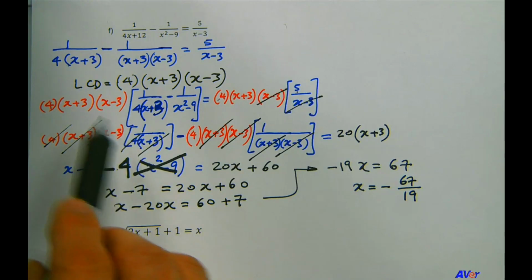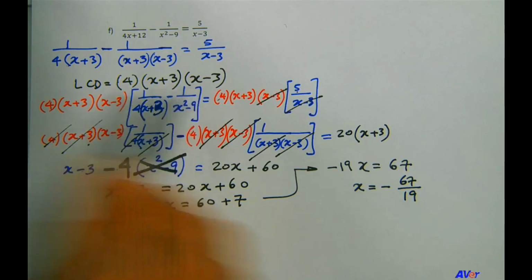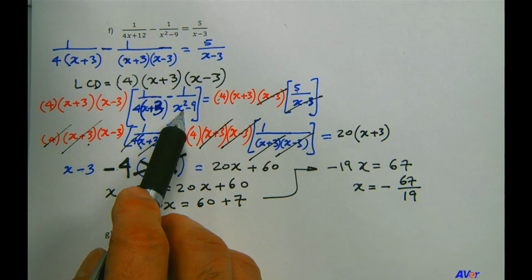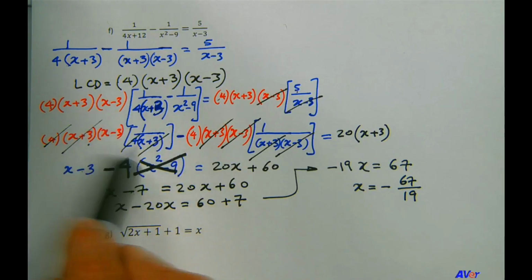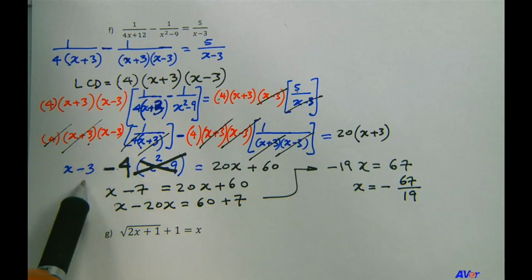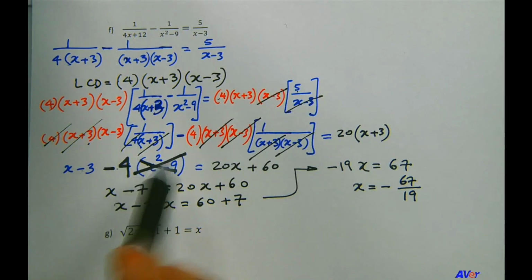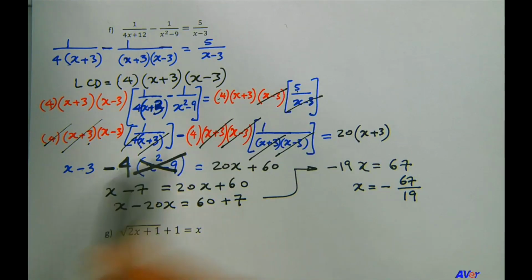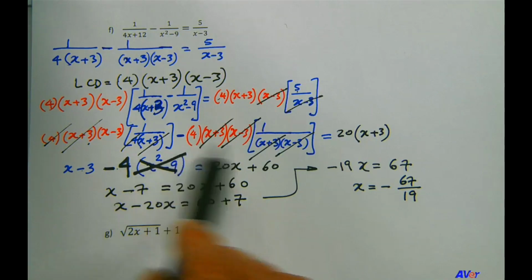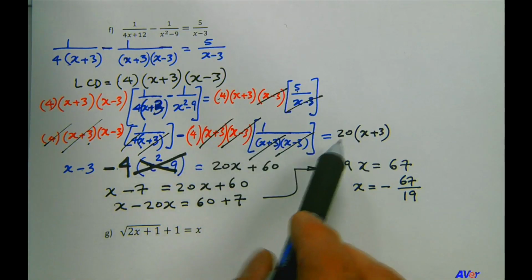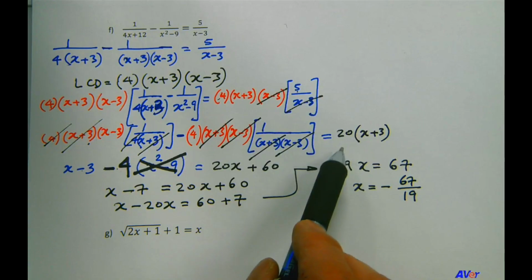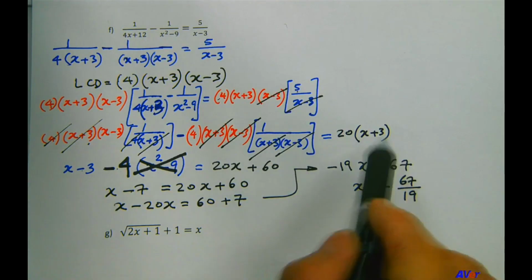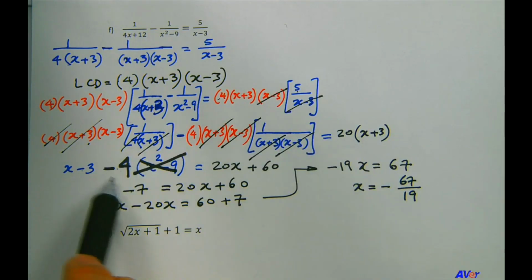Okay, so we have the LCD figured out, then multiplying that by each of those, we got this 4 and then x minus 3, so this is okay. And then over here we should have ended up with 4, and we did. And then on the right side we ended up with 4 times 5, 20 times x plus 3. So that is correct.